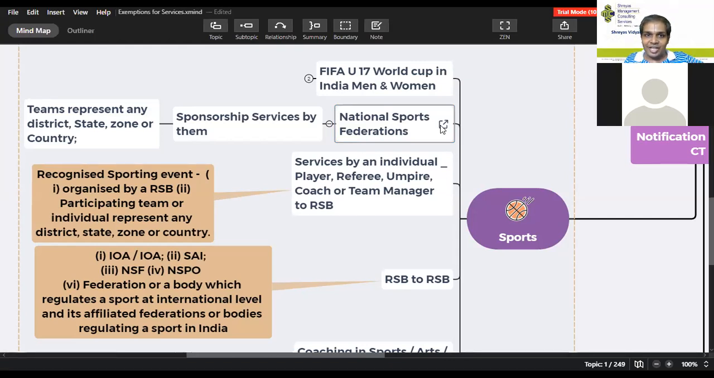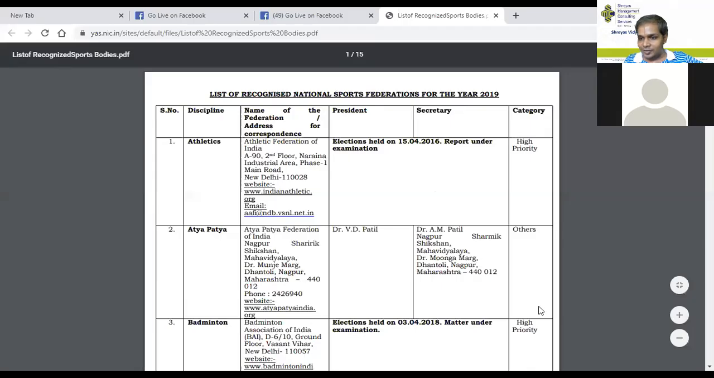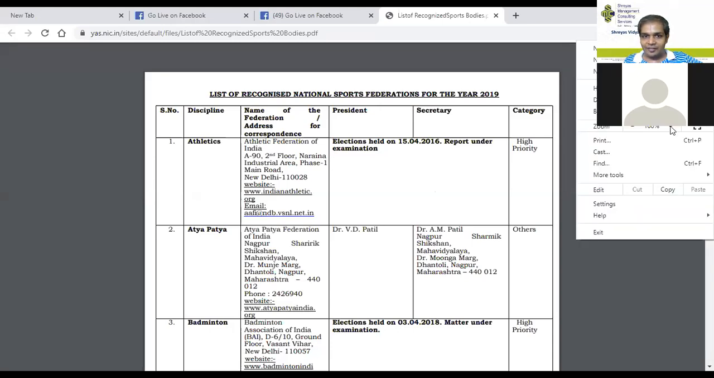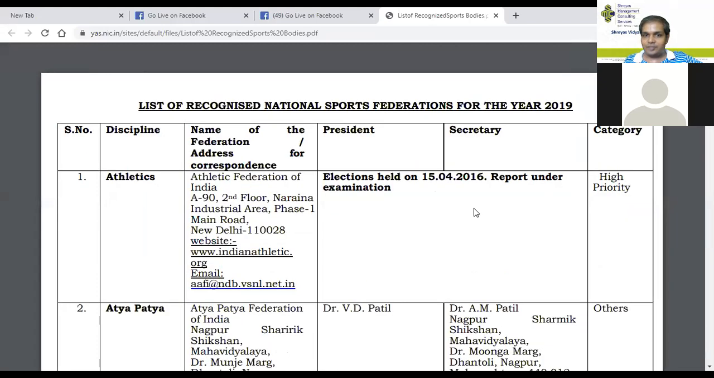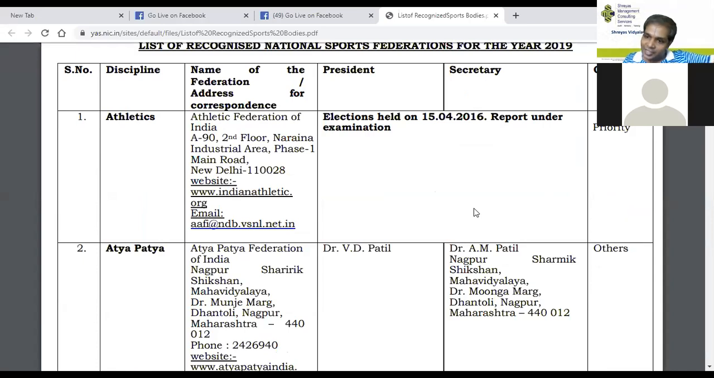Maybe I'll share you this list of exemptions. You will be quite surprised to see, is there any such sport? Even I was surprised to see sports which I was not even aware we had in India. There are sports like that available. So this is the list of national sports federations. Whatever events they organize and sponsorships they arrange, that income is exempt from GST.